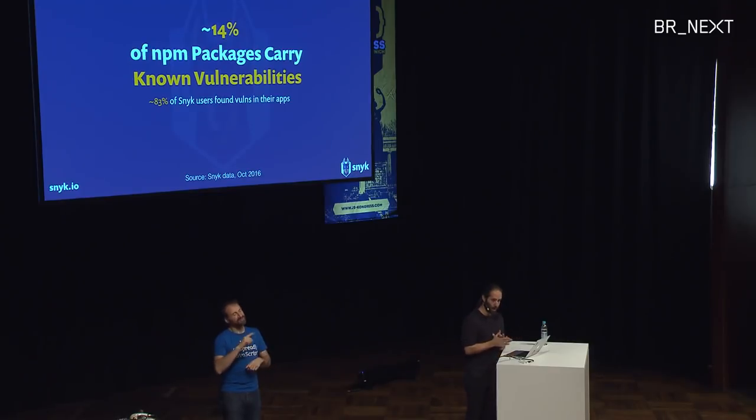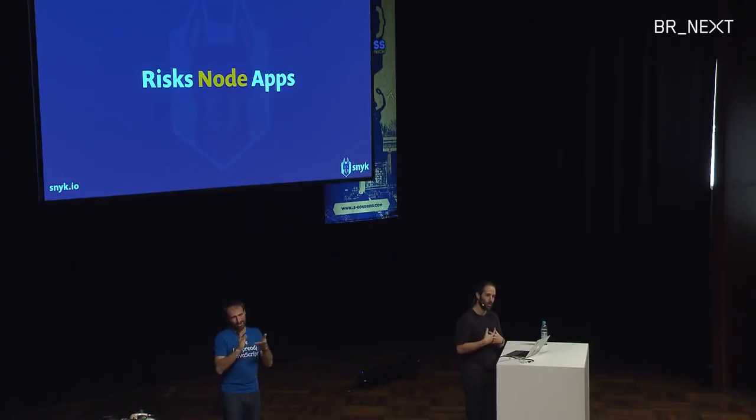This is not a theoretical problem. It's practical. Roughly 1 in 7, 1 in 8 packages in NPM carries a known vulnerability. Doesn't mean that 14% of them are vulnerable, but the packages themselves use other packages that use other packages, and within that ecosystem, roughly 14% would bring in a vulnerability with them. And we see that pretty much every Node shop has those. And this risks Node apps, and this is the focus that I talk about here. But when you talk about JavaScript, it's not limited to just Node.